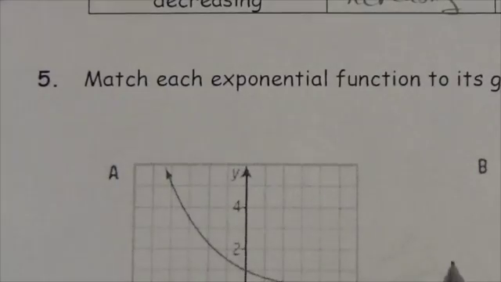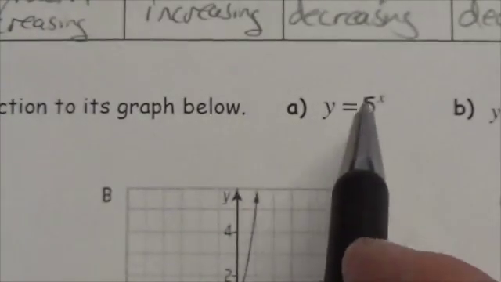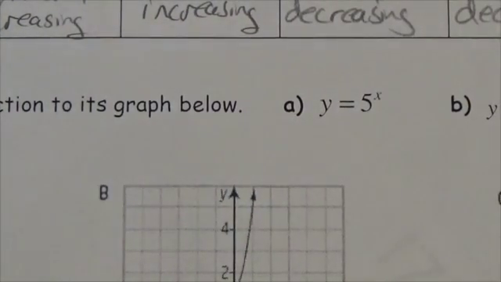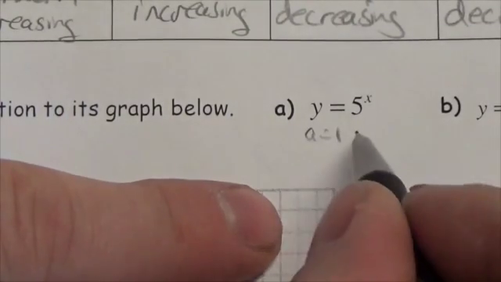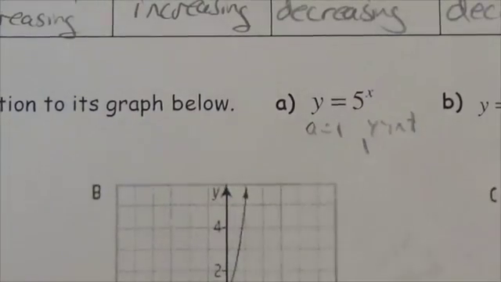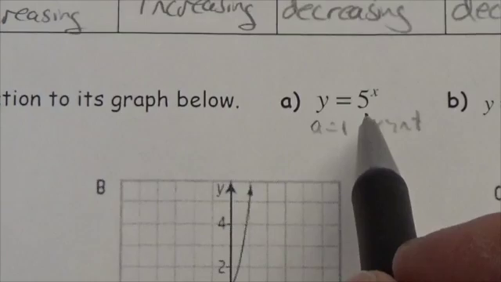Match each exponential function to its graph below. Okay, so with this matching question, let's take a look at the graphs. First of all, the equation y equals 5 to the x. Because I saw this in the previous question, I know that the a value is going to be 1, so we're going to have a y-intercept of 1. I know that it's going to be a growth function, or an increasing function, because the value of b, the base of the exponential, is greater than 1.